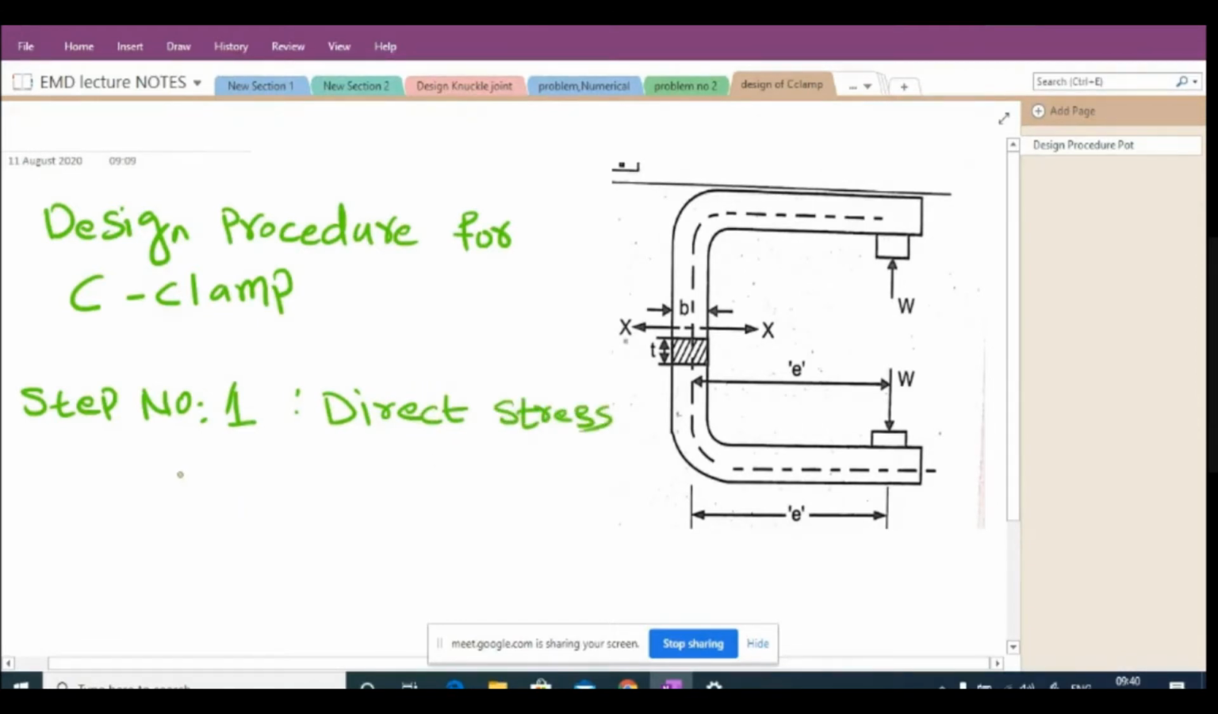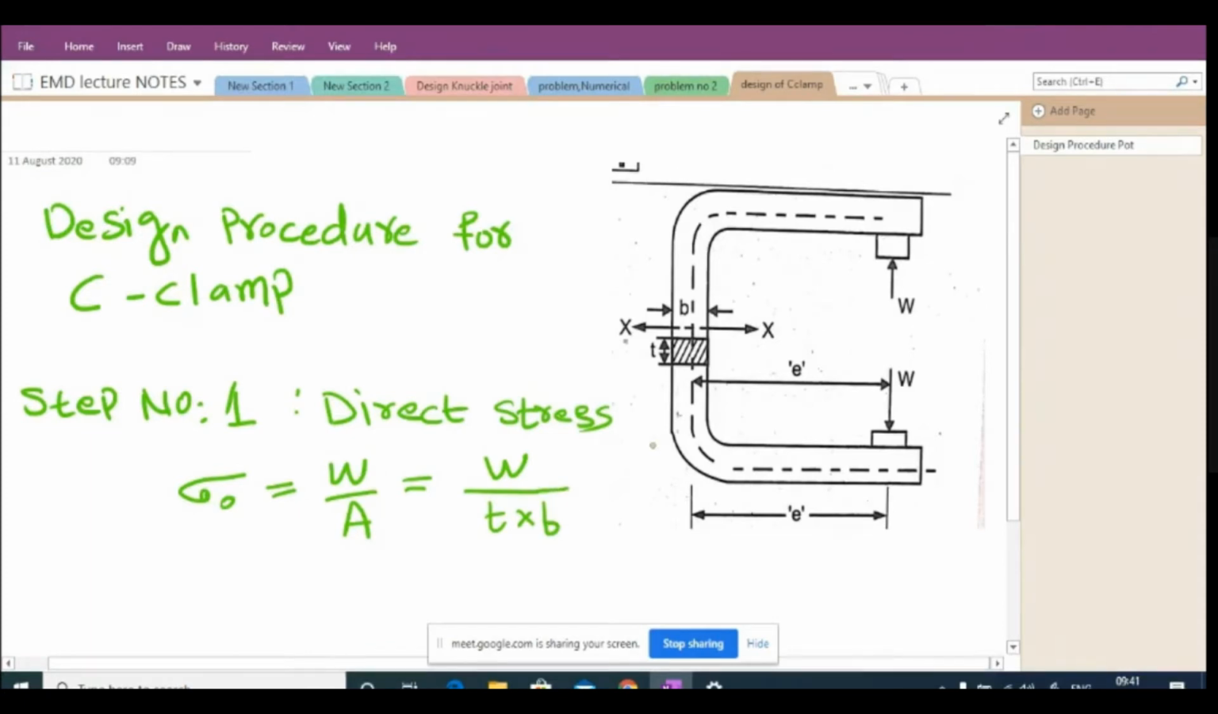Direct stress will be shown by sigma 0, which is equal to W upon A. All of you know that W upon A. Now A is the area of cross section of this section. So W upon A is W upon T into B.